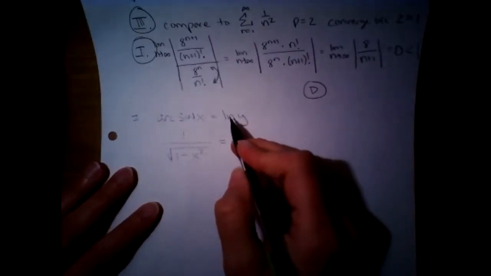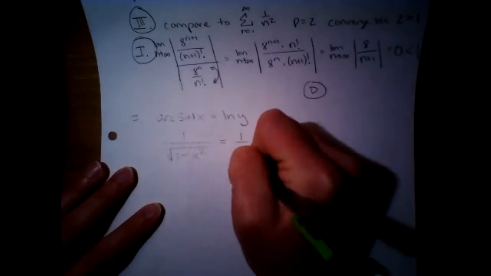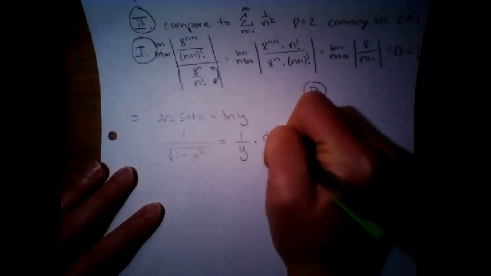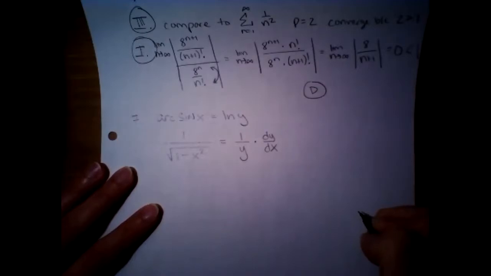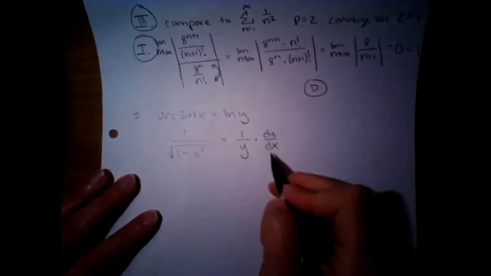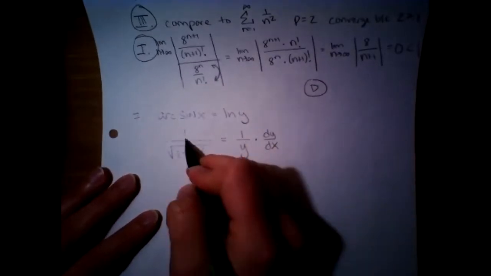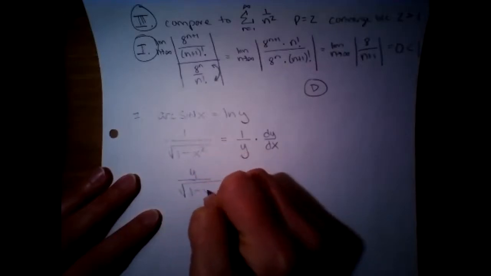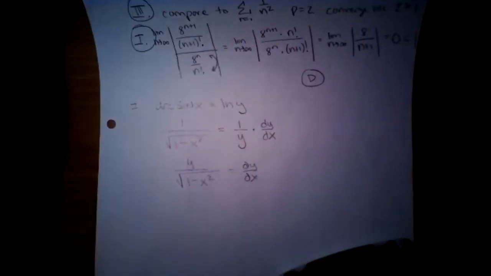All right, the derivative of ln is 1 over y in this case, and then we have to multiply by dy dx. And then the only step you have to do to get dy dx by itself is to multiply that y to the other side. So it's going to be y over that square root of 1 minus x squared. And so that one is A.